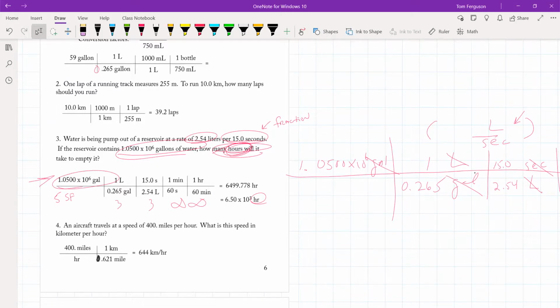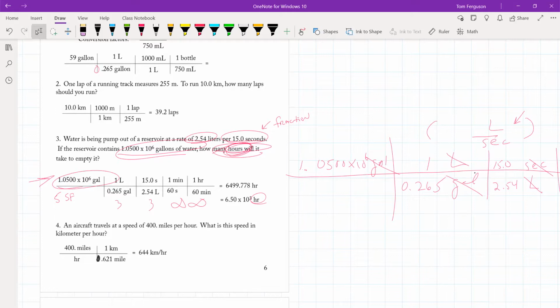You have some on the test, and those are going to be the harder ones on the test. The multi-step problems, you need to think, okay, is there some kind of intermediate step that kind of glues everything together? Like in this case, the intermediate step was 2.54 liters per 15 seconds. That was kind of the glue. Here we had liters and we had a time unit. And then you can kind of glue those together.